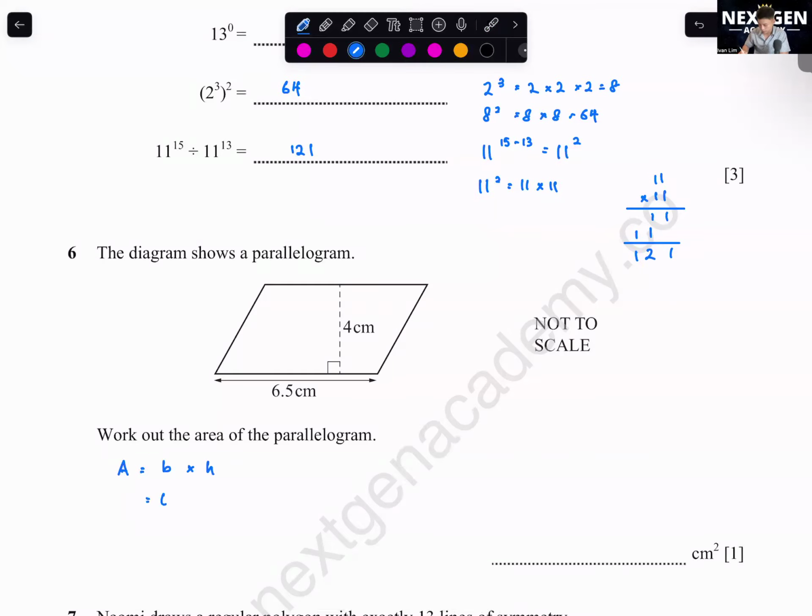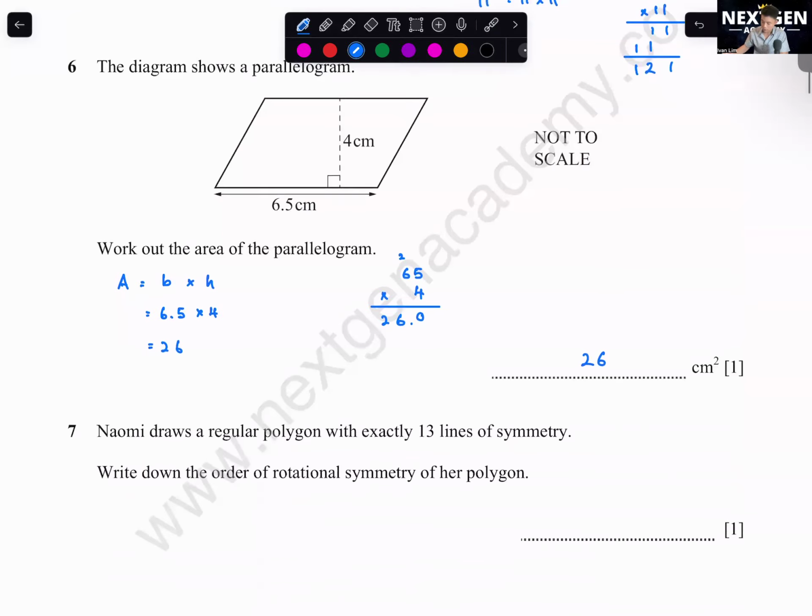So we just take 6.5 times 4. What's 6.5 times 4? We can multiply 65 times 4. This will be 20, 24, 26, one decimal place. So this will be 26.0, or we can just write 26 cm squared.